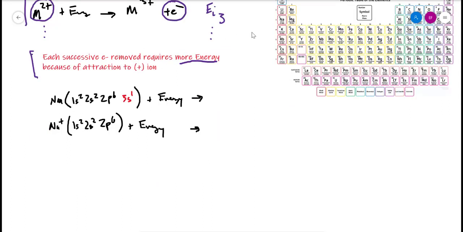Let's use sodium. So keeping an eye on sodium up here on the periodic table. This is an easy one. This is group 1A. So sodium 0, that's the elemental version, has an electron configuration of 1s2, 2s2, 2p6, and then 3s1. So 3s1 is that electron in that group right there. We can add energy to that system, and we get this sodium plus ion, which is 1s2, 2s2, 2p6, plus that electron, right?